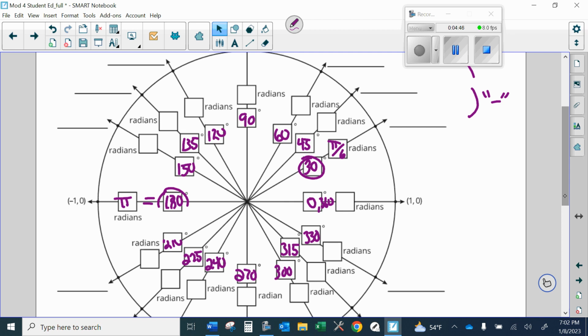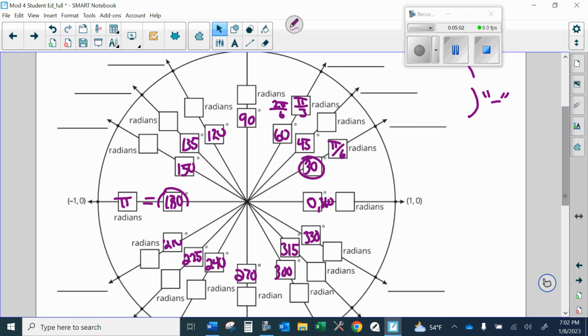So if I go to 60 degrees, that's another 1 pi over 6. 1 pi over 6 plus 1 pi over 6 is 2 pi over 6. Okay? Well, remember, we need to reduce our fractions each time. What's 2 pi over 6 reduced to? Pi over 3.